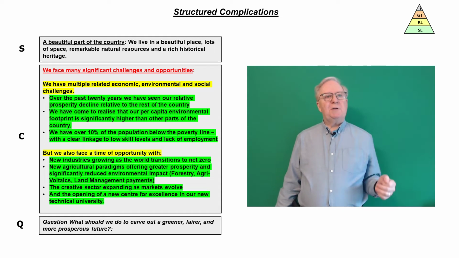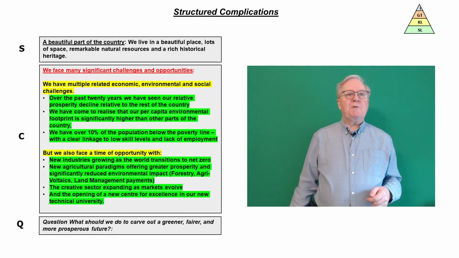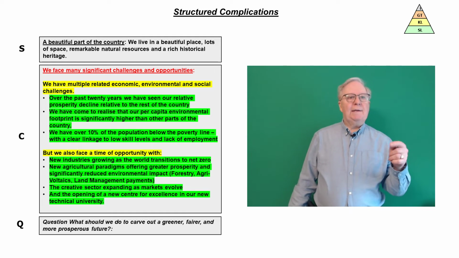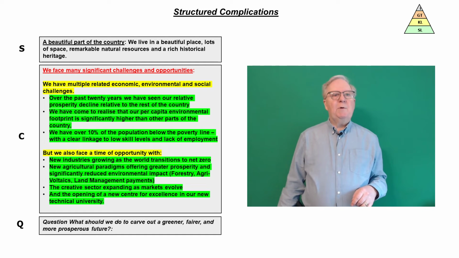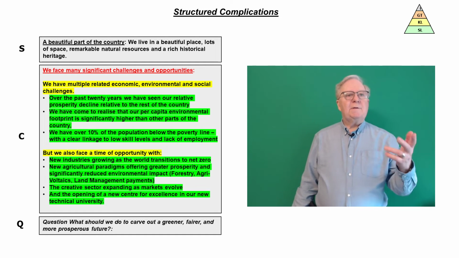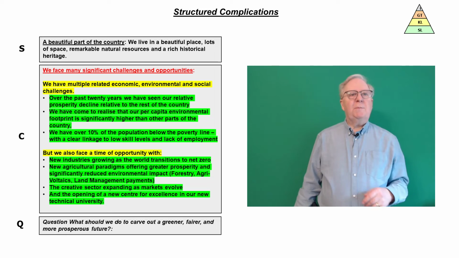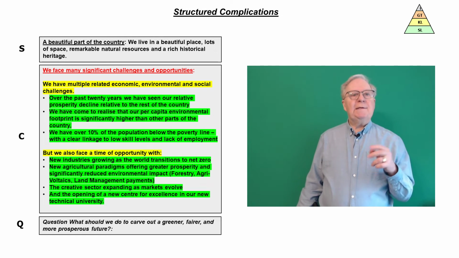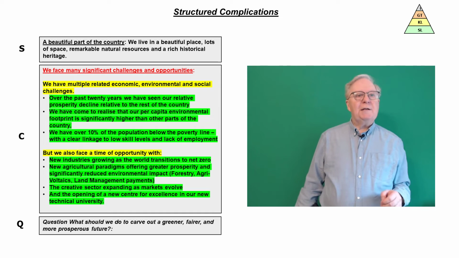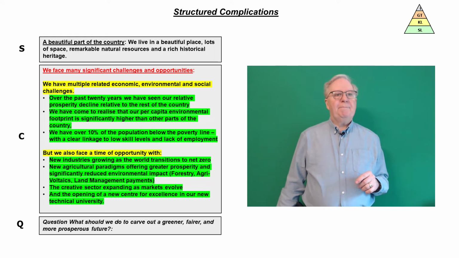And here you can see the structure of it. The governing thought part of the structure is in red, the key lines are in yellow, and the green is the support logic. So the governing thought is, within the complication opportunity, we face many significant challenges and opportunities. And the key line is, that is because we have multiple related economic, environmental and social challenges, but we also face a time of opportunity.